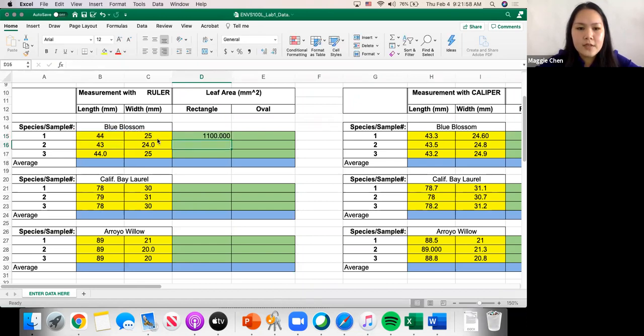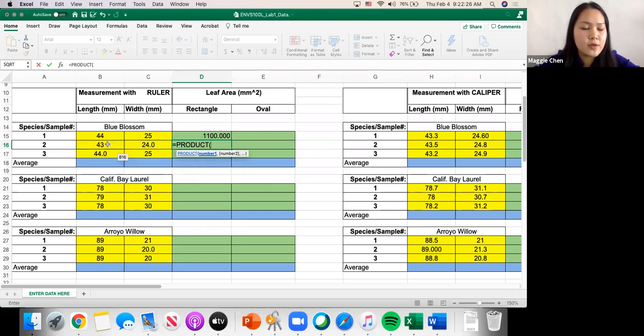Another way for us to get this leaf area, we can also use different functions in Excel. One of them, if we again start our equation with the equal sign and type in product, or even when you start typing, there's going to be a drop-down menu with different functions that you can use. Product would be one of the first ones, and you can select that. It would give us this function and start it for us.